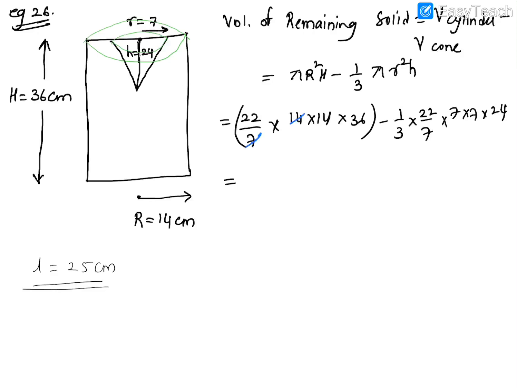7 ones are 7, 7 twos are 14, 7 threes are 21, 3 ones are 3, 3 eights are 24. So what are we going to get here now? Over here in the first term we have got what? 22 into 28 into 36 minus 22 into 7 into 8.